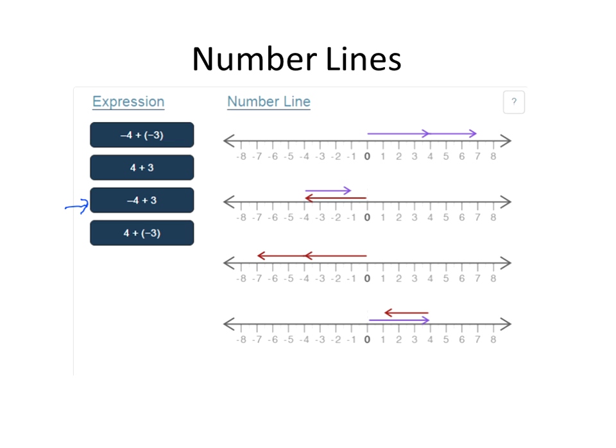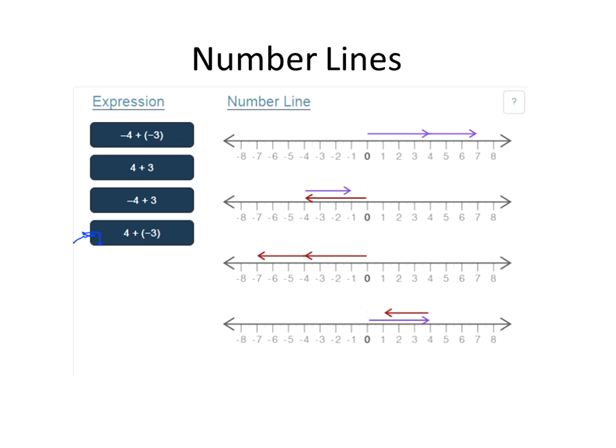All right, this third expression here, we're going to start at 0 and go to the left to the -4. So remember, both of these do that. So we go 1, 2, 3, 4 to the left. And then plus 3 means we want to go to the right. So here we're going to go to the right 1, 2, 3. So the answer of -4 plus 3 would be an answer of -1. So that would match this one.